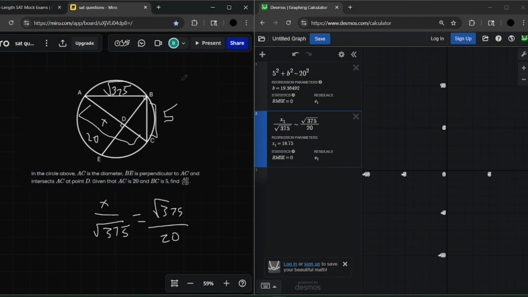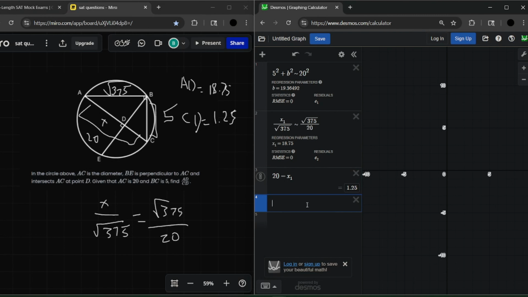So AD is going to be 18.75. And now, if we know that AC is 20, we just have to do 20 minus x1, which is 1.25. So CD is going to be 1.25. Let's say this is equal to x2. So if we do x1 divided by x2, we get 15 as our answer.